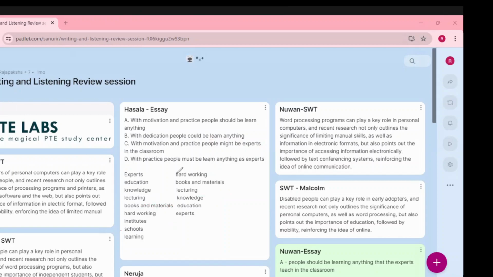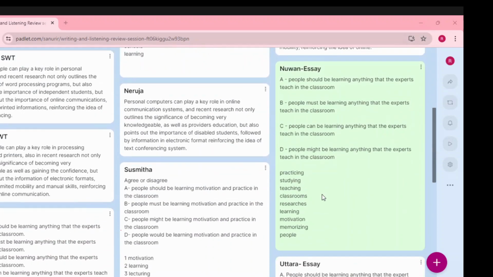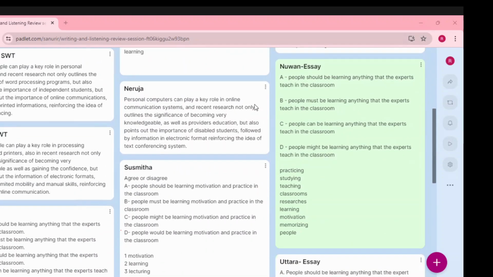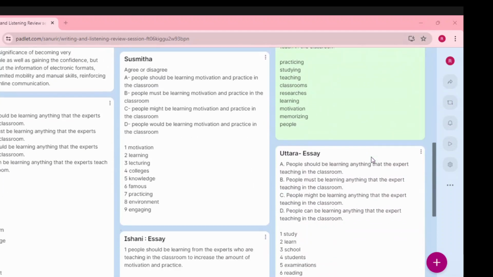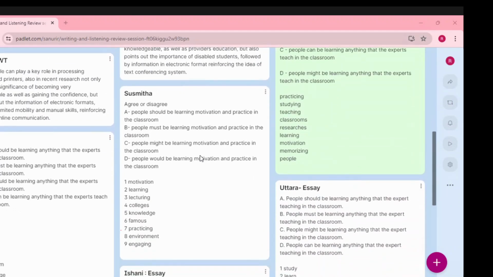All right. Next, we'll go to nuance. Okay. People should be learning anything that the experts teach in the classroom. Correct. Must be learning, can be learning, might be learning. Practicing, studying, teaching, classroom, researchers, learning, motivation, memorizing, people. 3, 6, 9. Correct. Good one. Keep up the good work.